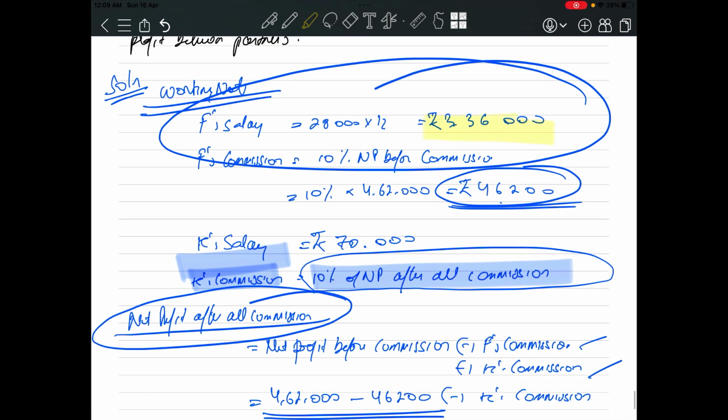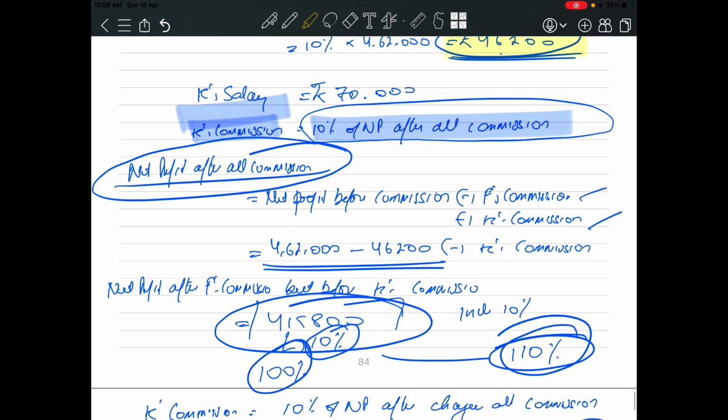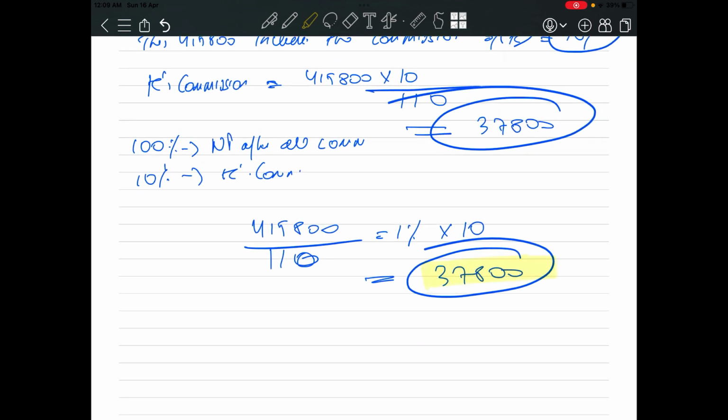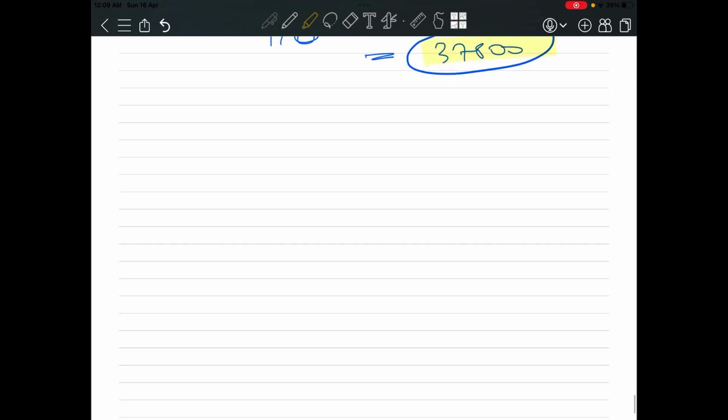Okay, so I've calculated this. I will need all this. Okay, we'll need this for our further answer. Now see, we have done the working. Now we'll have to show the distribution of profit between the partners. For this we'll prepare the profit and loss appropriation account.